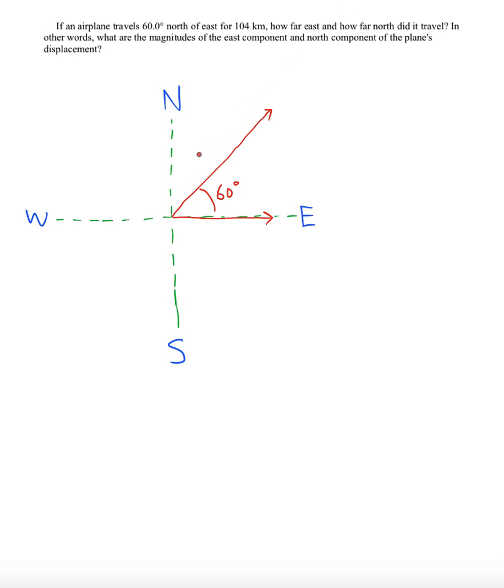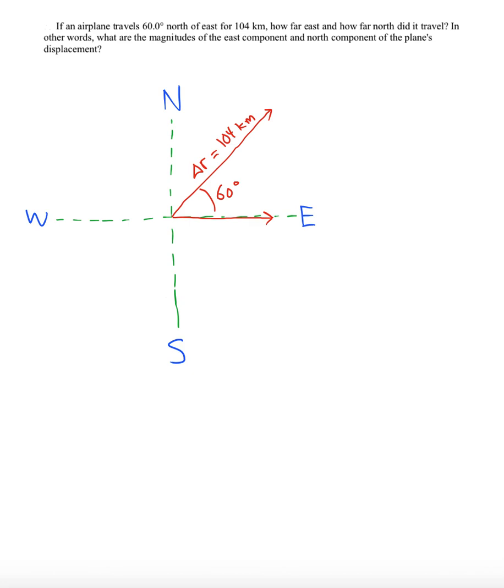Let's label our displacement vector here. It's delta r because we are traveling, and the delta r's magnitude will be 104 kilometers. Okay, great. Now in the past, we had used components of vectors to find vectors. Now we're going to do the opposite. We're going to use a vector which is at an unusual angle, and we're going to find the components of that vector.